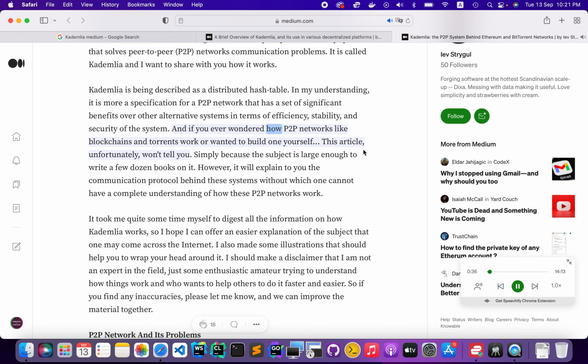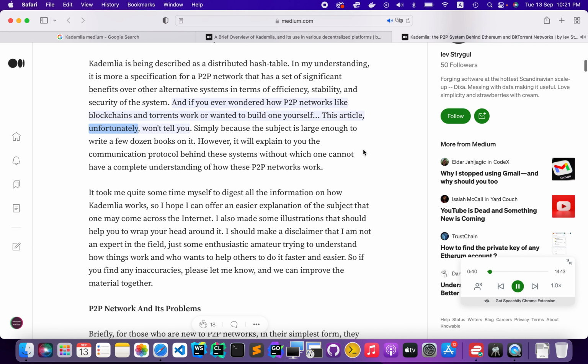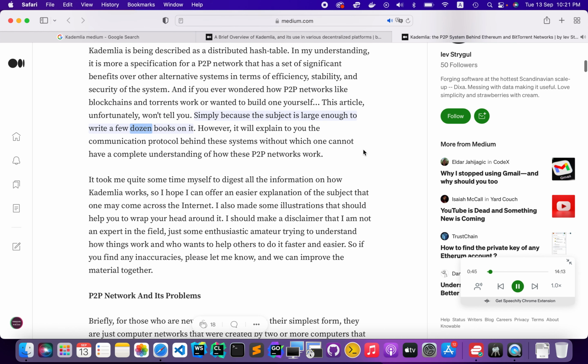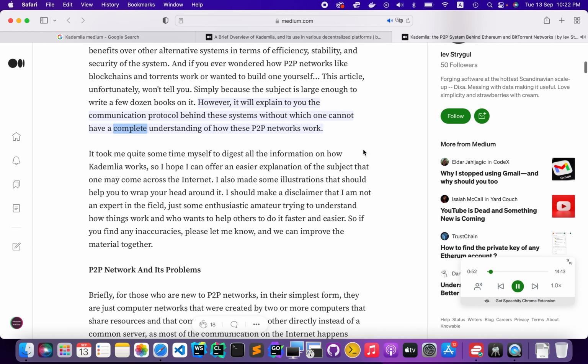And if you ever wondered how peer-to-peer networks like blockchains and torrents work, or wanted to build one yourself, this article, unfortunately, won't tell you, simply because the subject is large enough to write a few dozen books on it. However, it will explain to you the communication protocol behind these systems, without which one cannot have a complete understanding of how these peer-to-peer networks work.